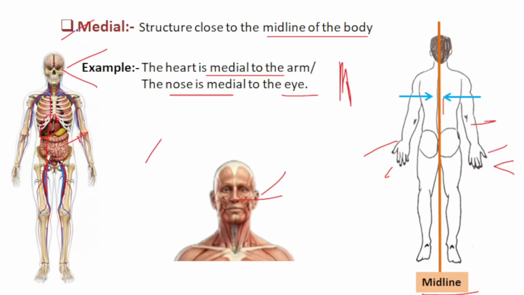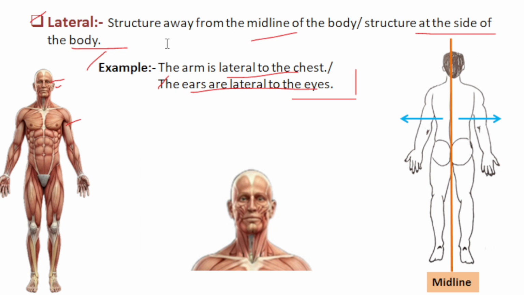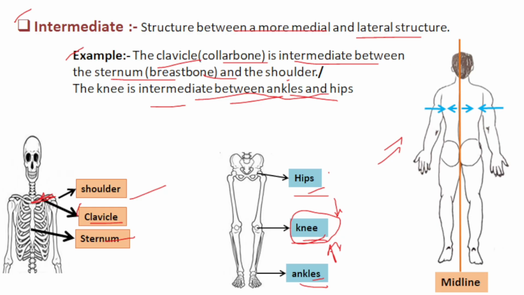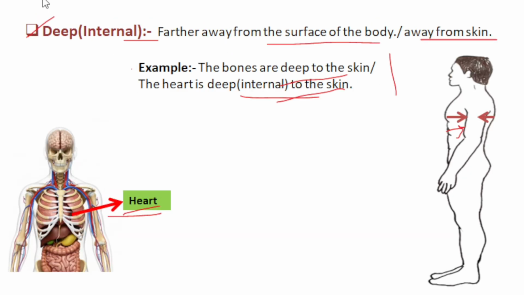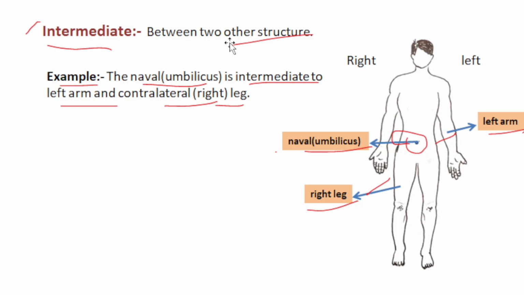Then the medial: the structure that is closer to the midline of the body. Midline is the line that is present in the middle of the body. Then the lateral: the structure that is present away from the midline of the body is called lateral, or the structure present on both sides. Then intermediate: the structure between a more medial and a more lateral structure is called intermediate. Then superficial: the structure that is closer to the outer surface of the body is called superficial. Then deep: the structure that is farther away from the surface of the body or from the skin is called deep. Then intermediate is the one present between two other structures.